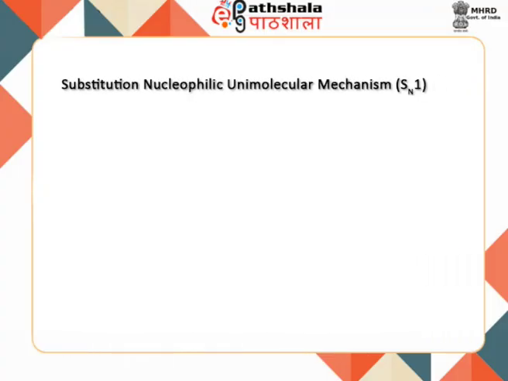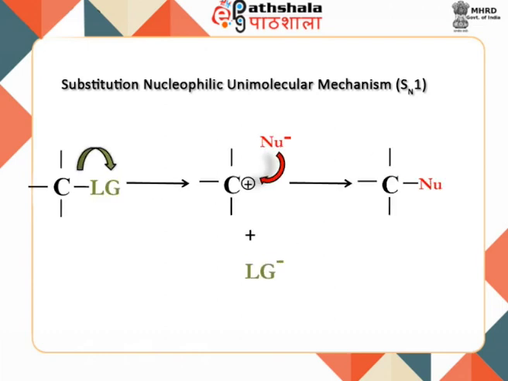We will start with the substitution nucleophilic, that is SN1 reaction mechanism. SN1 is a unimolecular nucleophilic substitution reaction. Here 1 means that the rate of reaction is dependent on the concentration of one reactant. In an SN1 reaction, the rate determining step is the loss of the leaving group to form the intermediate carbocation. Let us understand SN1 reaction with the help of an example.